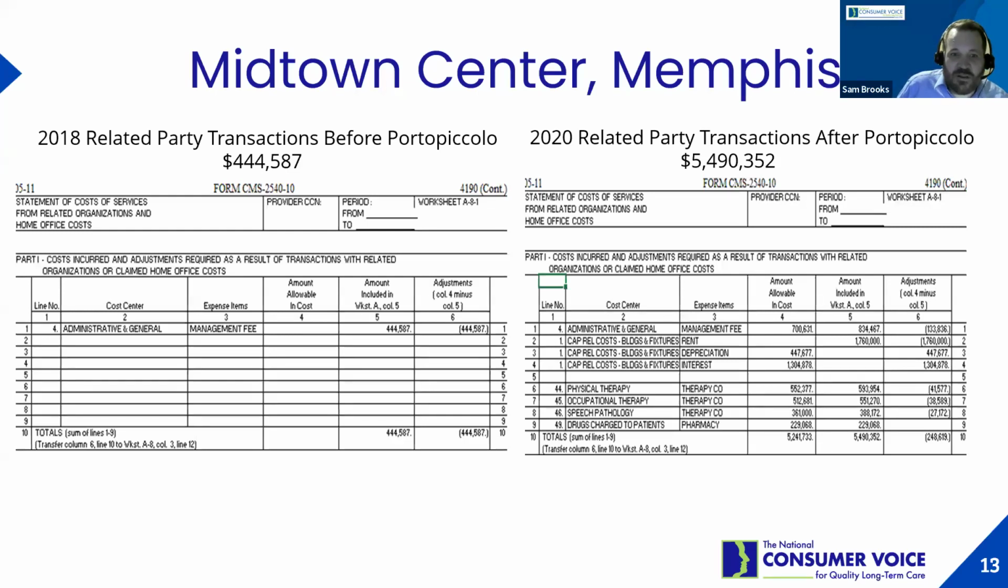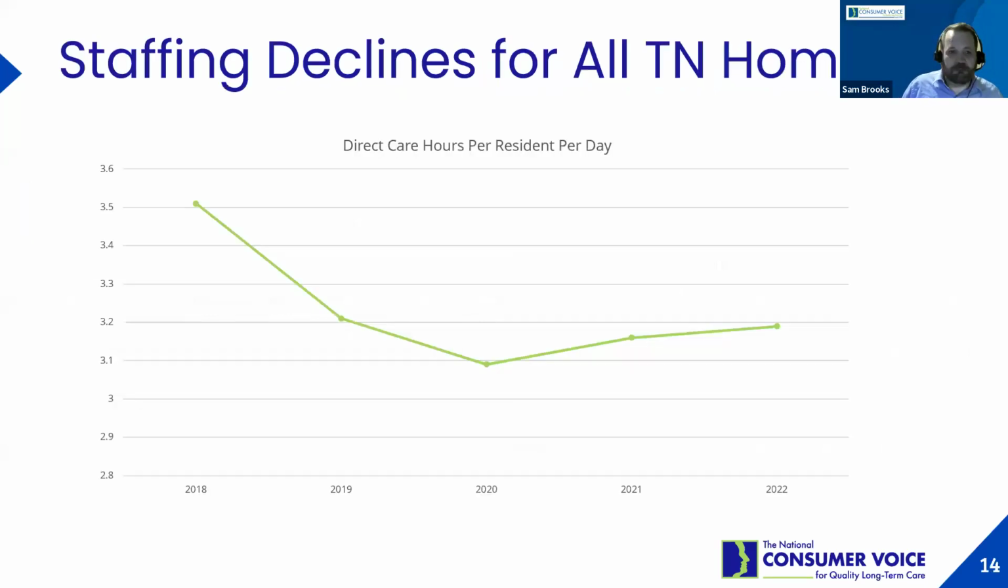Once it goes into that related party, CMS is not requiring that related party to show what they actually gave. What service did they provide for $800,000 to that facility? We just don't know. Next slide, please.